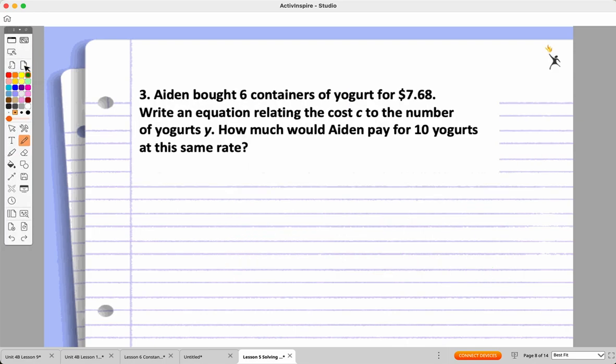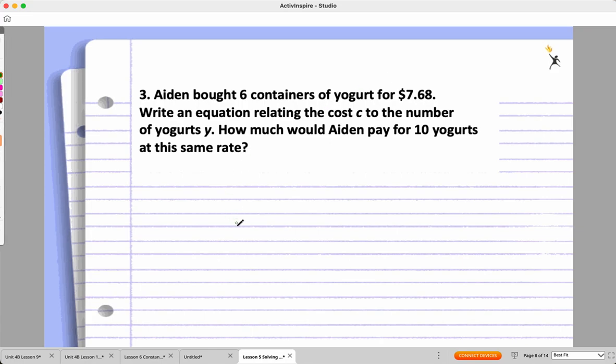All right, so let's take a look at another style problem. Now this one is another way, we're going to look at another way to think this one out. Sometimes when our ratios become a little bit larger, it's worth taking a look at the unit rate first. So we look at here, Aiden bought 6 containers of yogurt for $7.68. I want to relate cost C to yogurt Y. And I want to know how much he would pay for 10 yogurts. So our first step could be, okay, $7.68 over 6 yogurts is equal to X over 10.